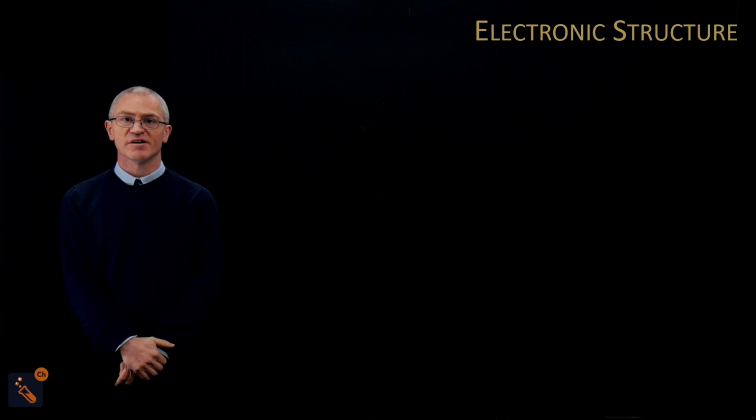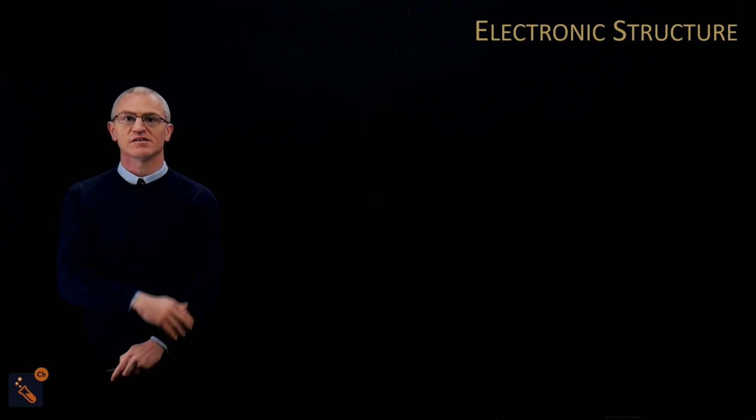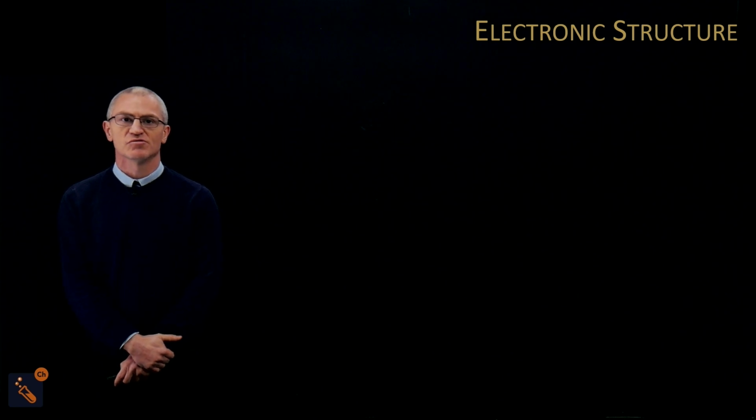In this video, we're going to talk about electronic structure. We're going to talk about shells being made of subshells and being made of orbitals. And we're going to talk about electron configurations up to Z equals 36, as in number of protons equals 36. And we're going to draw orbital box diagrams as well.